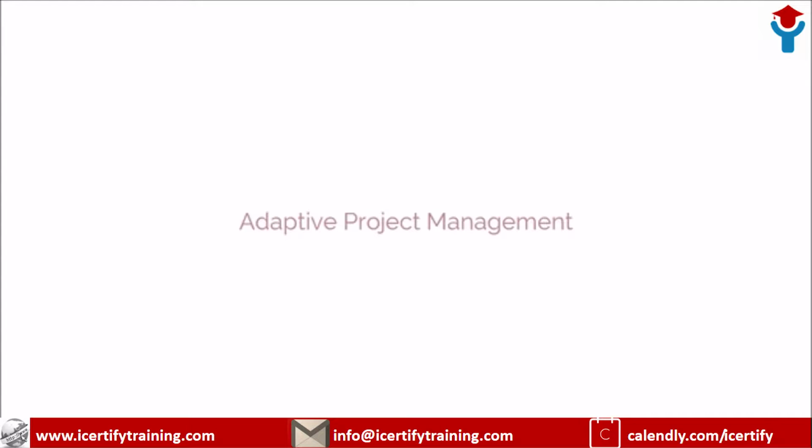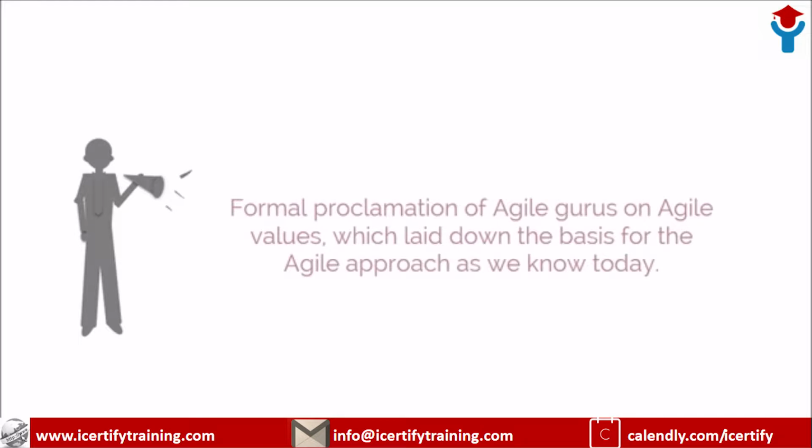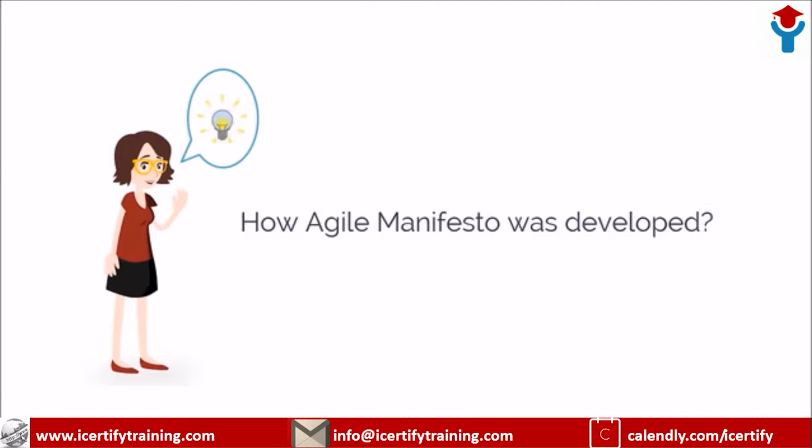In the last video, we discussed adaptive project management. In this video, we'll focus on the Agile Manifesto, the formal proclamation of Agile gurus on Agile values, which laid down the basis for the Agile approach as we know it today. Let's first understand how the Agile Manifesto was developed.